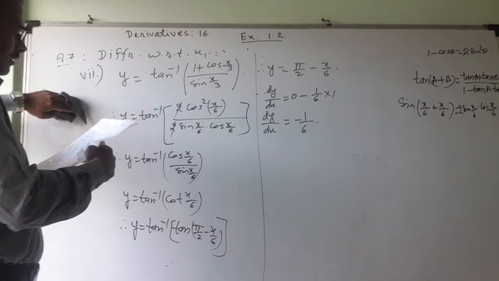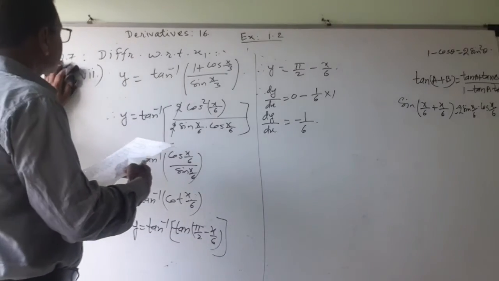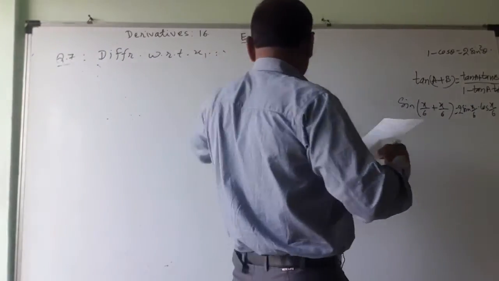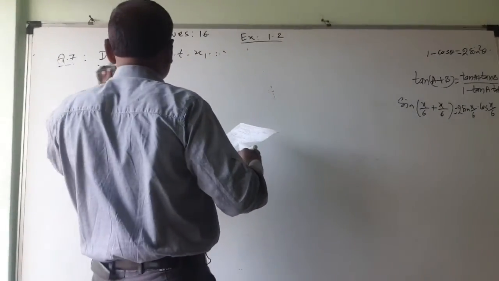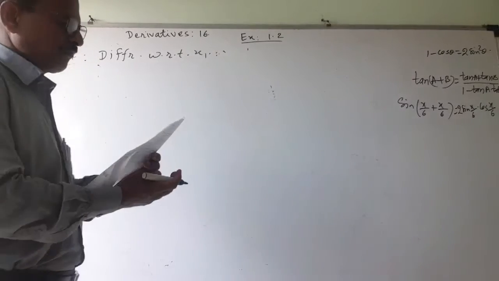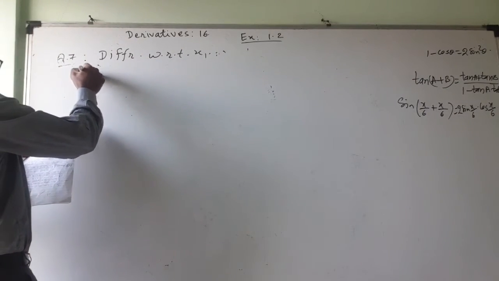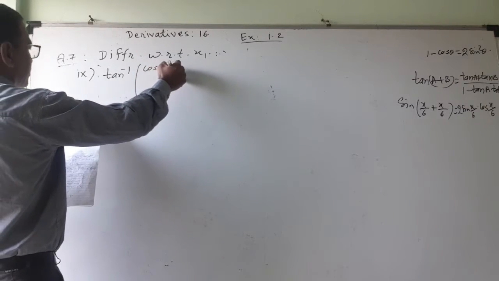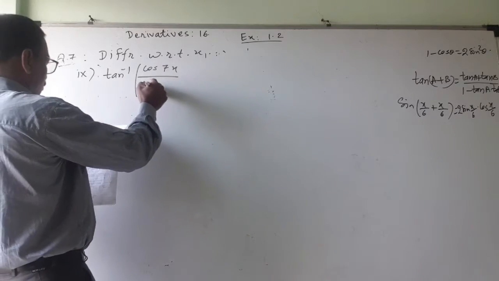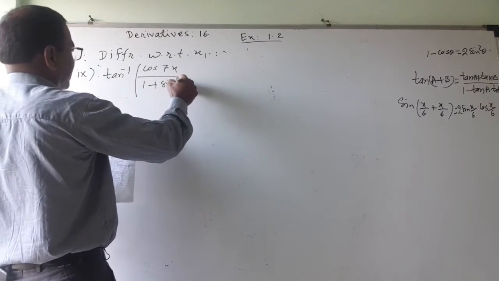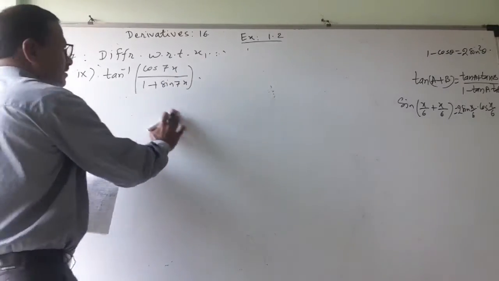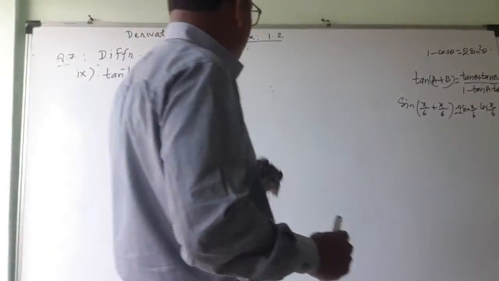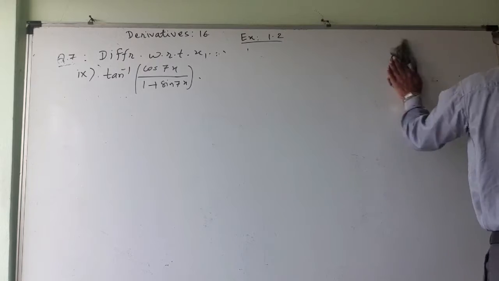Now the ninth one also I will take. Ninth sum, tan inverse of cos of 7x upon 1 plus sine of 7x. This type of sums we have solved in the earlier section also. But let me tell you this.